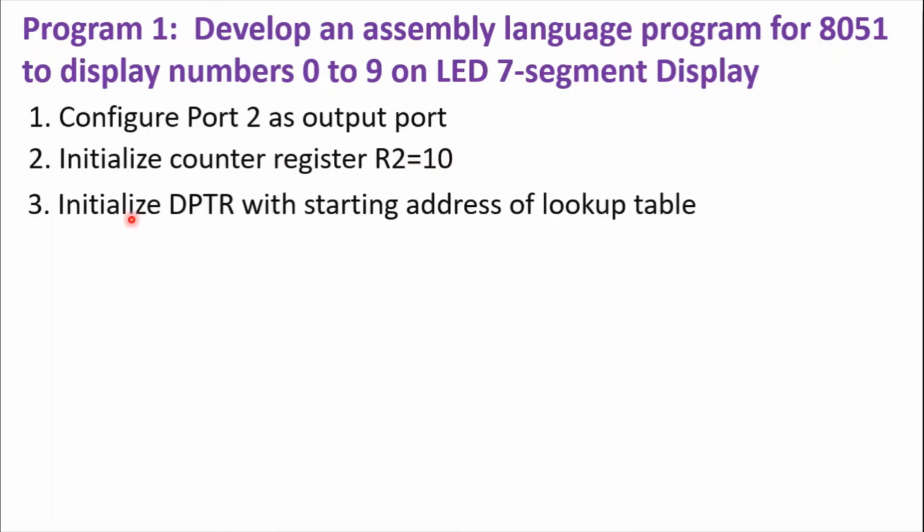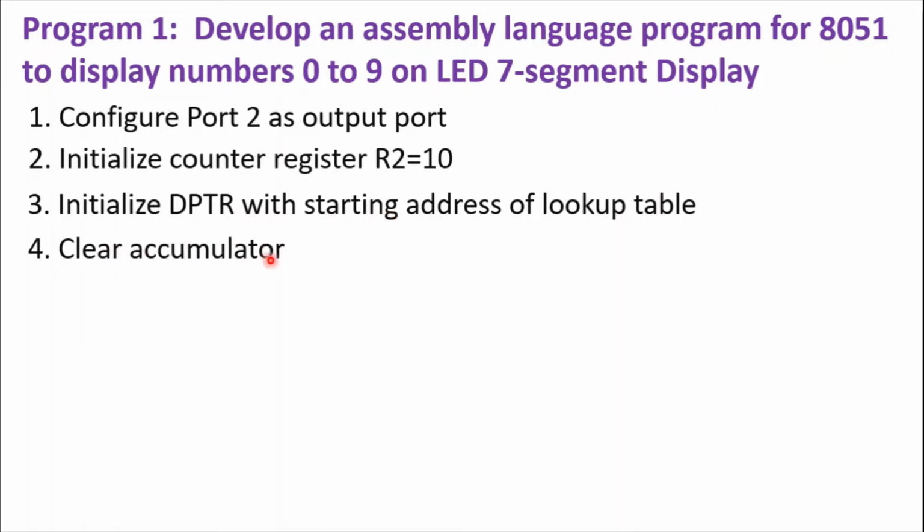We are using the lookup table method, which means the 10 different hex codes we just discussed in the previous slide are stored in a lookup table. A lookup table is nothing but a table which is a part of internal code or program memory. The first location of that program memory where the 10 different codes are stored is initialized with DPTR. So DPTR will hold the starting address of that lookup table.